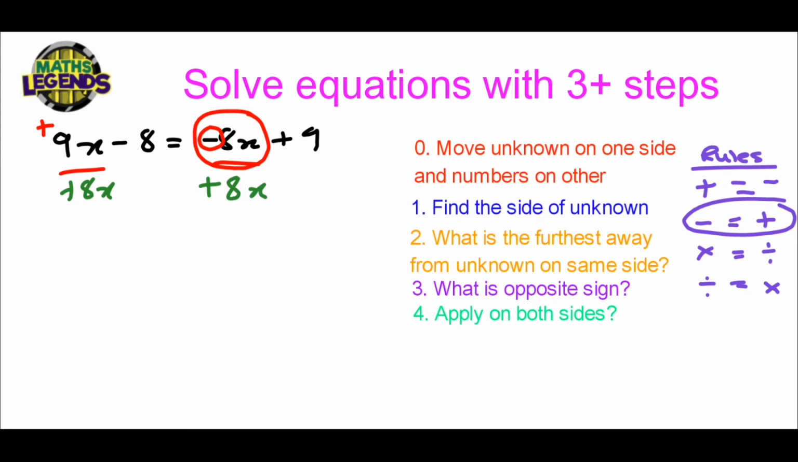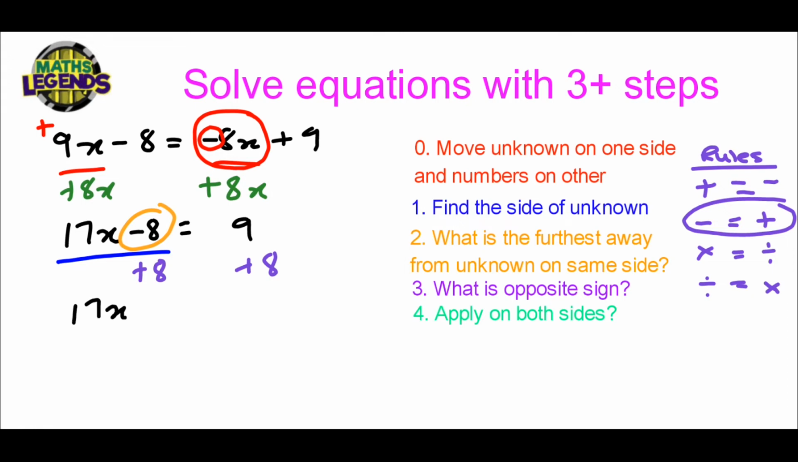We then simplify, so this becomes 17x minus 8 equal to 0. Minus 8x plus 8x is 0 and plus 9. Now we solve this using our two-step solve an equation rule. So find the side of the unknown, that's on the left hand side. What is furthest away? The minus 8. So according to our rules, we need to apply a plus 8 and a plus 8 on both sides. And we simplify. So 17x minus 8 plus 8 is 0, equal to 9 plus 8, 17.